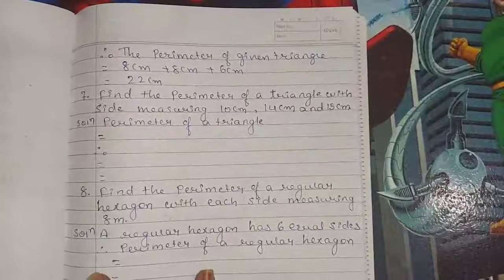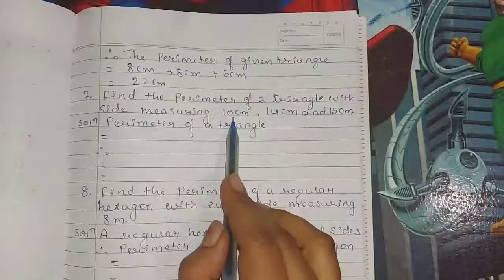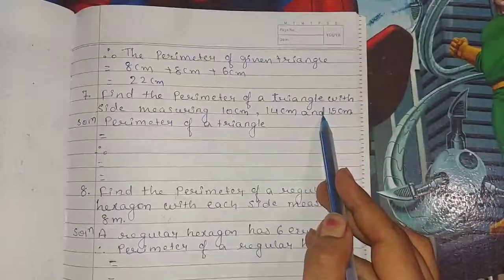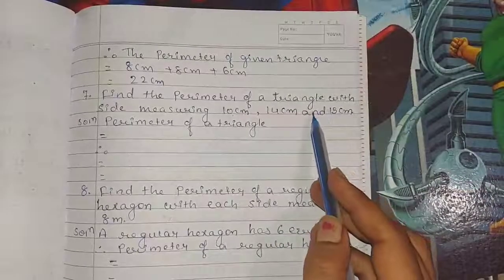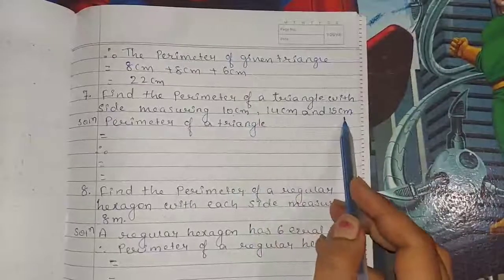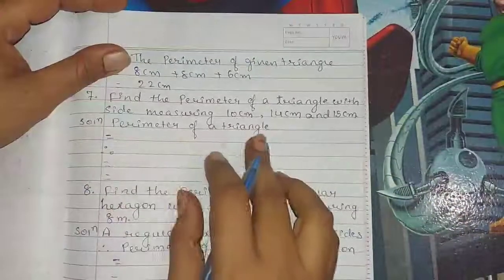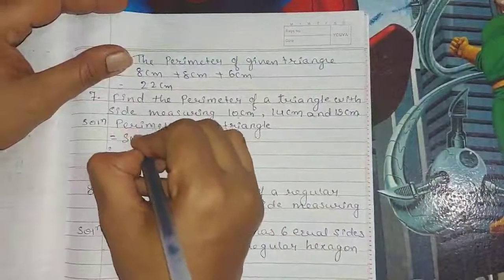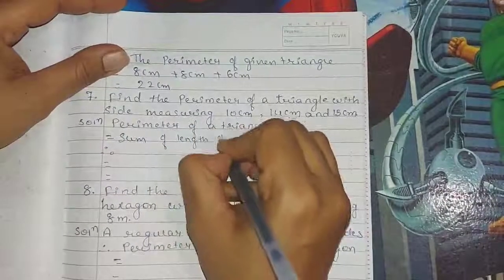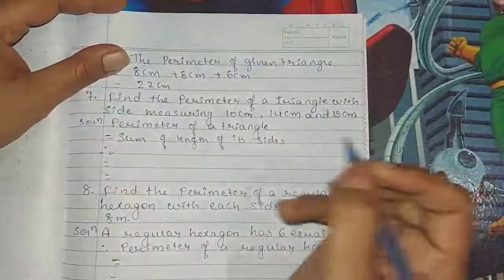Question number 7. Find the perimeter of a triangle with sides measuring 10 centimeter, 14 centimeter and 15 centimeter. Now students, here we have to find the perimeter of a triangle. Here the three different sides of the triangle are given. So perimeter of a triangle equals the sum of the lengths of its sides. Why? Because here all three sides are different.